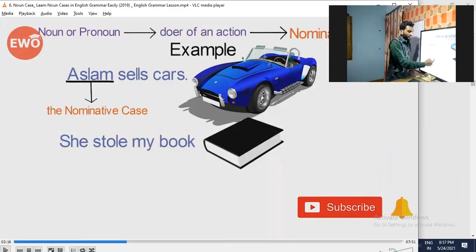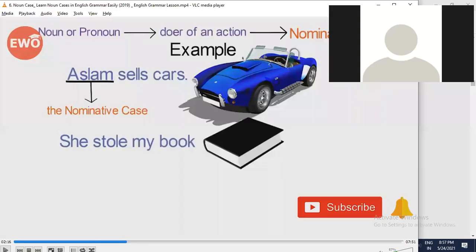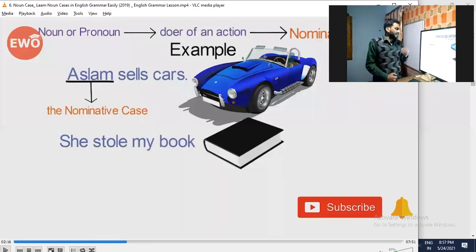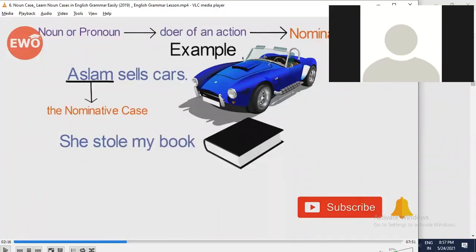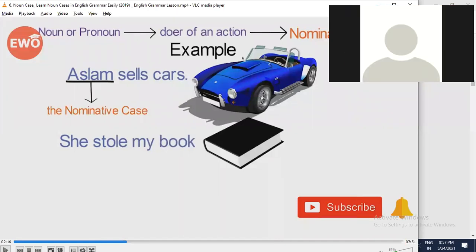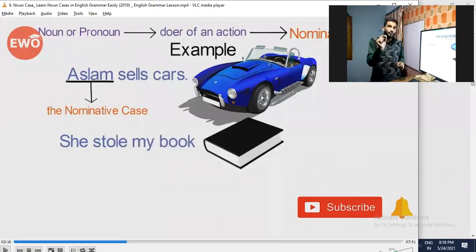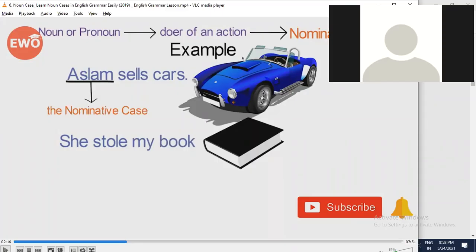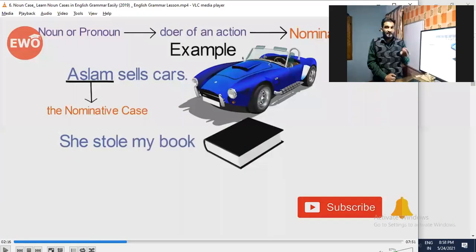If you are asked who stole my book, the shortest answer will be she. Who stole my book? She. So I made the first question, who, for the nominative case. The answer to who is the subject of that sentence. So the subject of a sentence is in the nominative case.